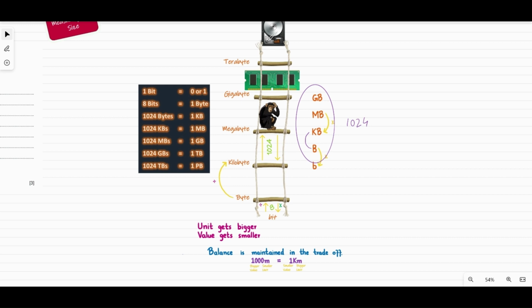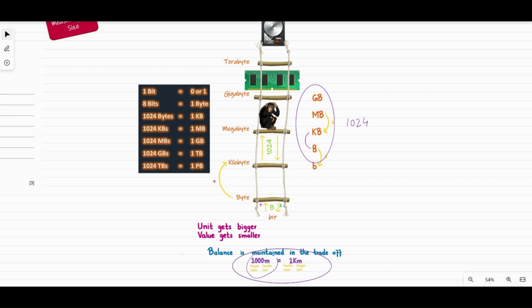If you are given bits to go into bytes, even if I don't explain, let me read what I have already prepared. When one thing gets bigger, in this case when the unit gets bigger, the value gets smaller. For the sake of instance, I also have an example down here. 1,000 meters are equal to 1 kilometer.